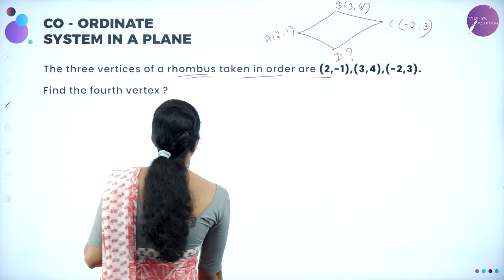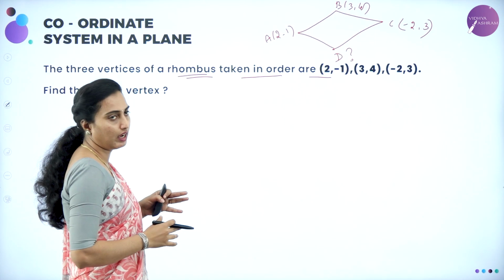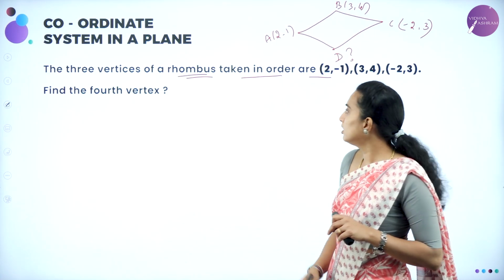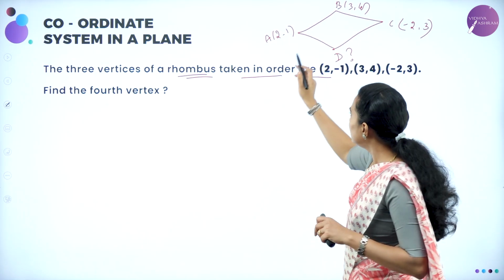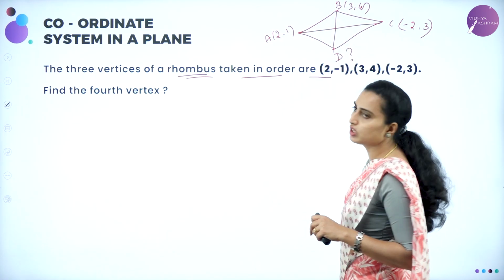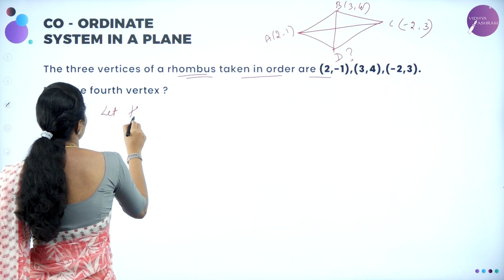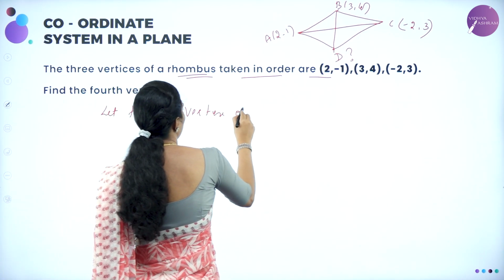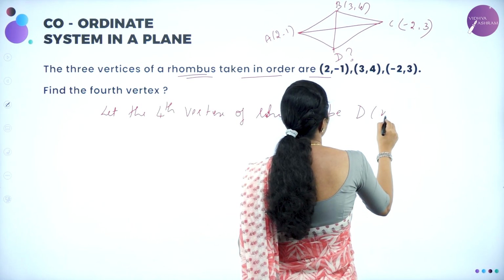Okay. So here, I have the rhombus will look like that. Not exactly, I have written the rough sketch. So here what is the D point? We don't know. I am going to take the D coordinates as x, y. You know that in the rhombus diagonals bisect each other, correct? These diagonals bisect each other. Therefore, let the fourth vertex of the rhombus be D of x, y.